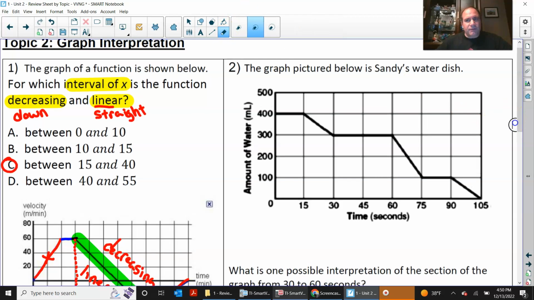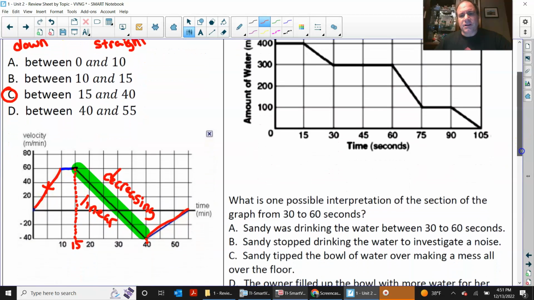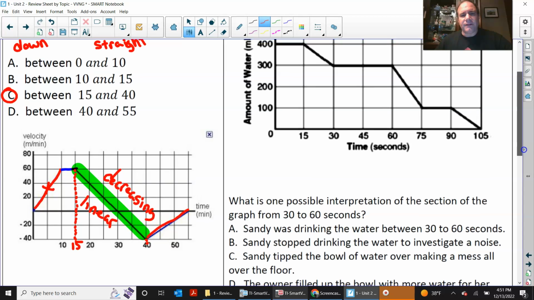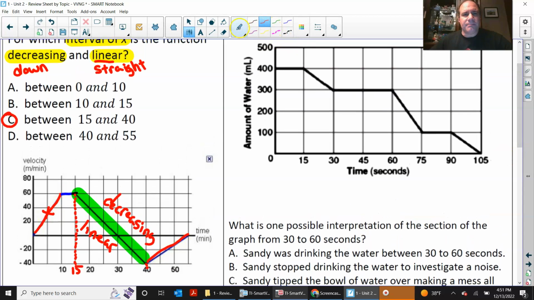So we went over this question in class. Sandy's water dish. Is Sandy a dog? What's one possible interpretation of the section of graph from 30 to 60 seconds? So I'm going to put that in a highlighter, green, right there. So Sandy is a dog, starts right here, 400 milligrams of water.